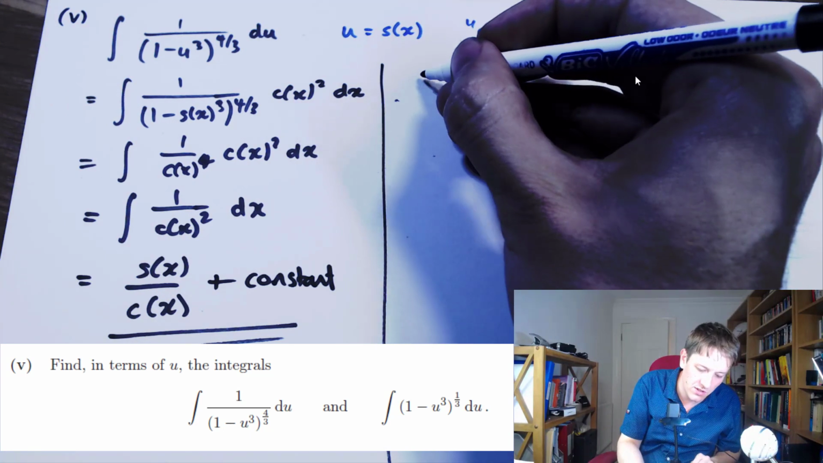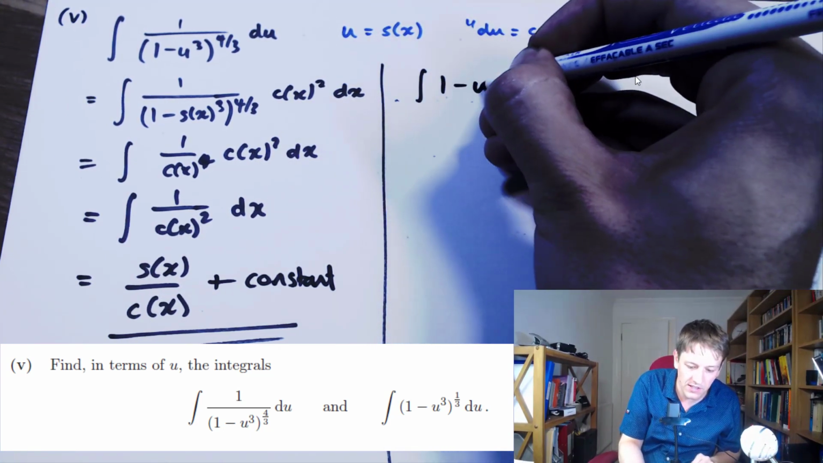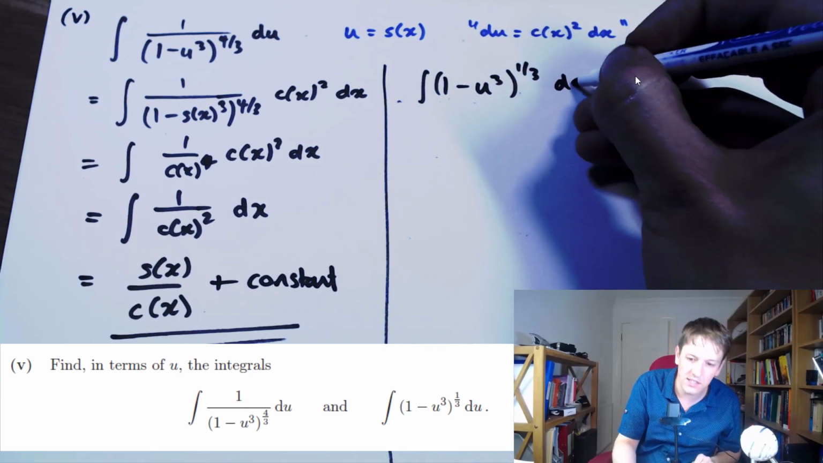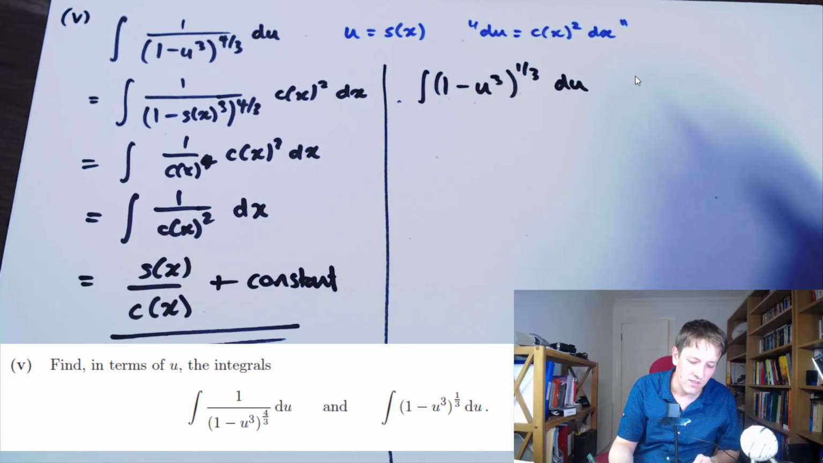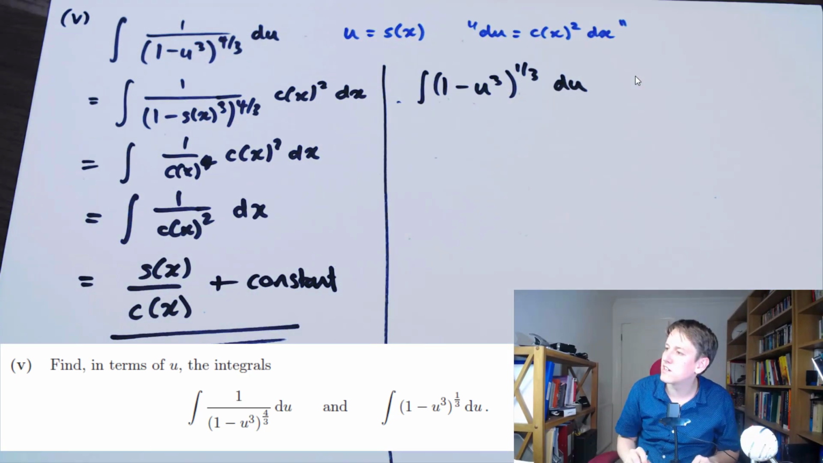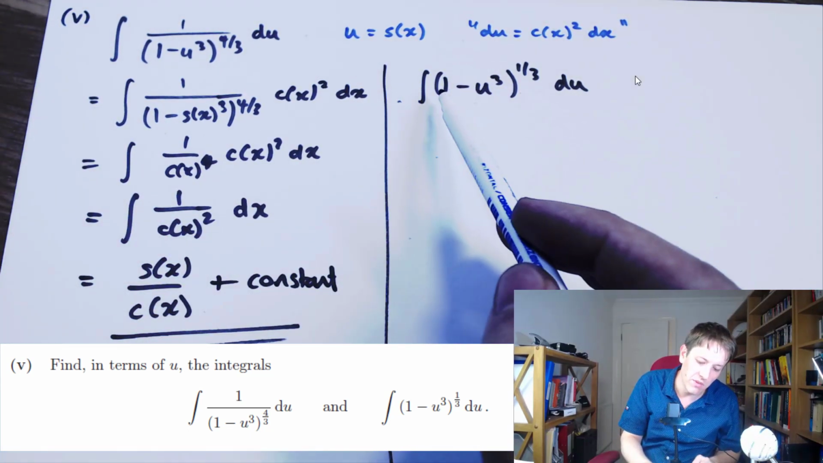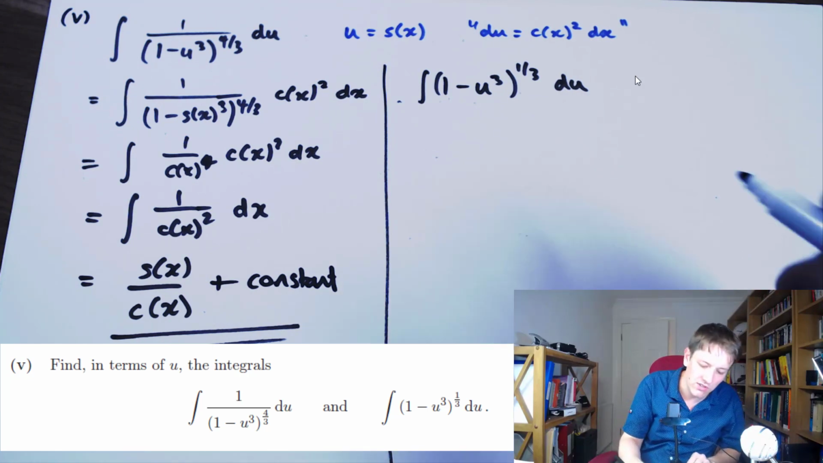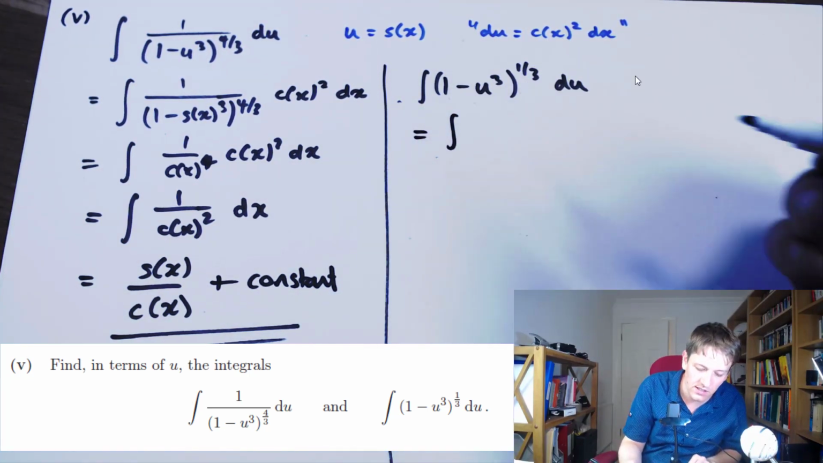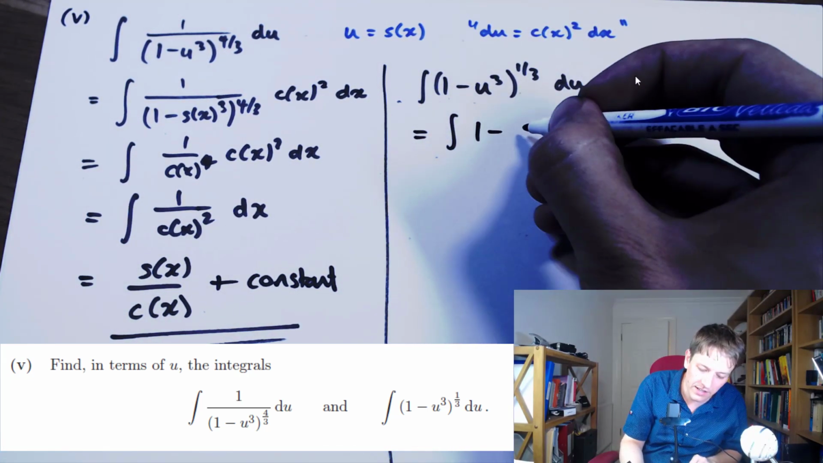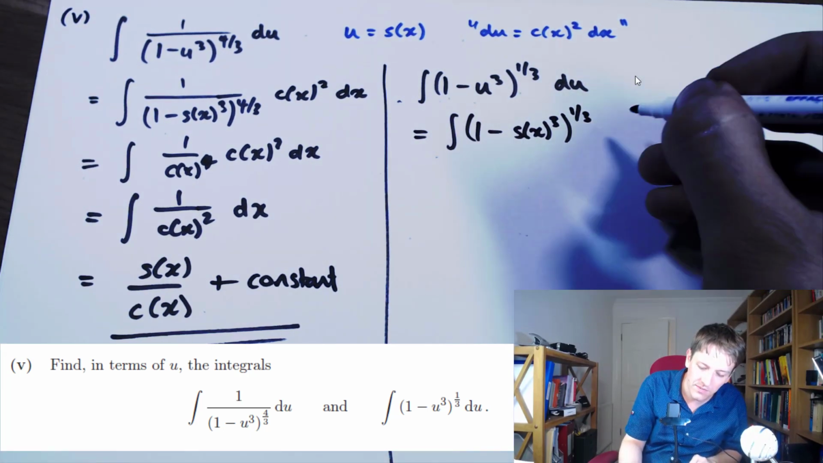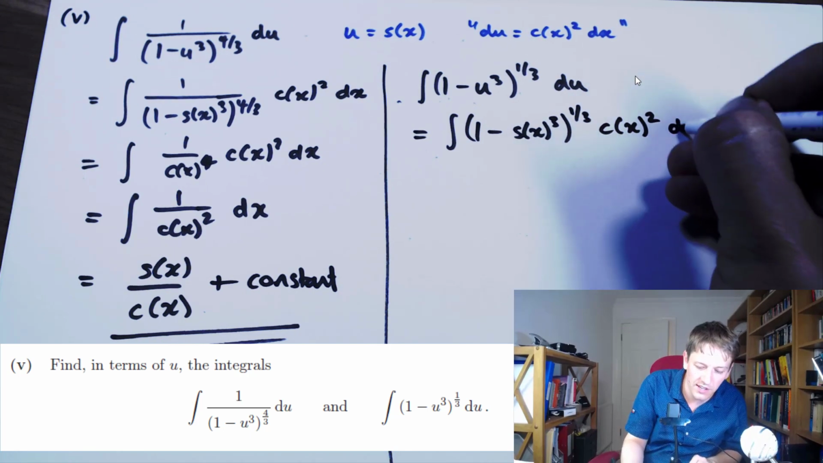So this time we want to do the integral of 1 minus u cubed to the 1/3 du, and we've been lucky with this substitution so far. I've got the same sort of thing again, 1 minus u cubed to the 1/3. I don't see any reason to change strategy at the moment until it doesn't work. So I get 1 minus s of x cubed to the 1/3 times c of x squared dx.